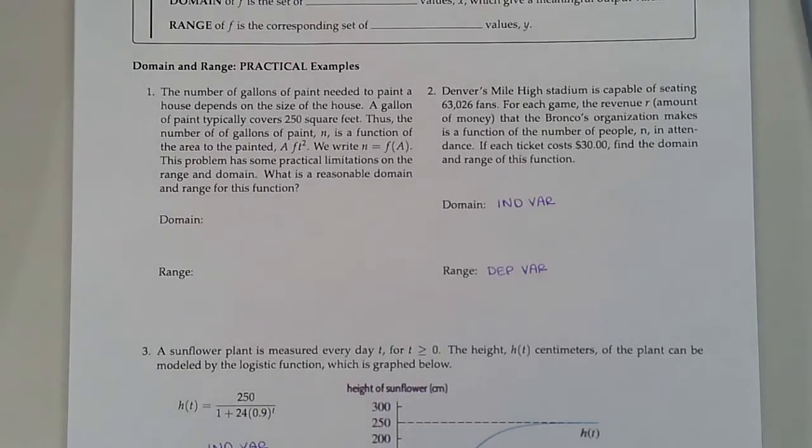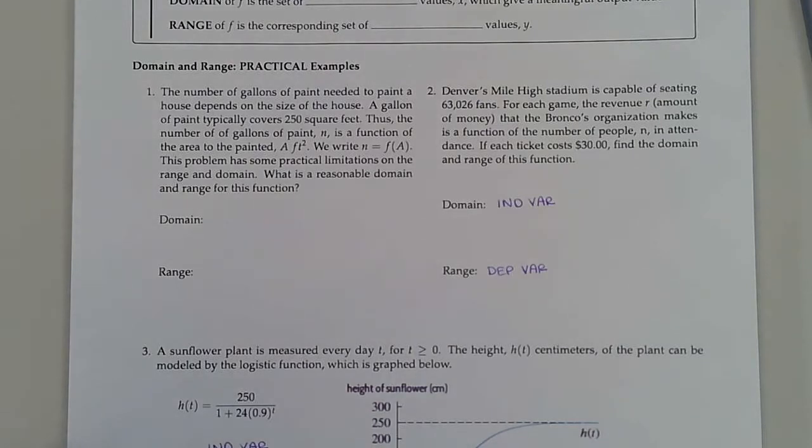Let's look at another practical example of domain and range. Suppose Denver's Mile High Stadium is capable of seating 63,026 fans. For each game, the revenue R, which is the amount of money that the Broncos organization makes, is a function of the number of people N in attendance. If each ticket costs $30, find the domain and range of this function.